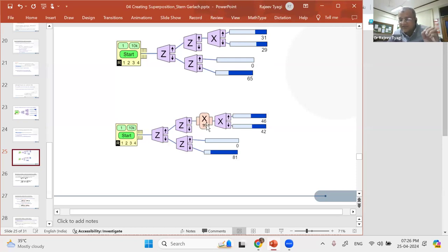But there is a purpose why I am putting this pure magnet there. Why is it that I am doing it here? That I'll reveal to you when I give you the homework.